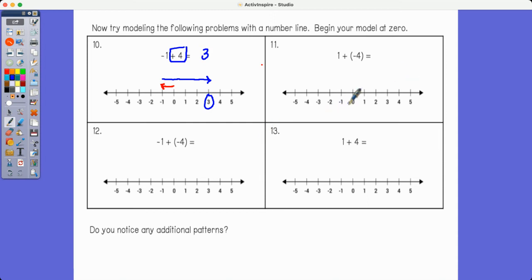Okay, let's try number 11. I'm going to start at 0. I'm going to go +1. That's what this says. So I'm going to go 1 in this direction. My next number is -4. So I'm going to start at 1 because that's where I ended. 1, 2, 3, 4. What's my answer? -3. Okay. How about this one? I'm going to start at 0 and I'm going to go -1. Now I'm going to start at -1 and I'm going to go -4 more. 1, 2, 3, 4. Where did I end up? My answer is -5.